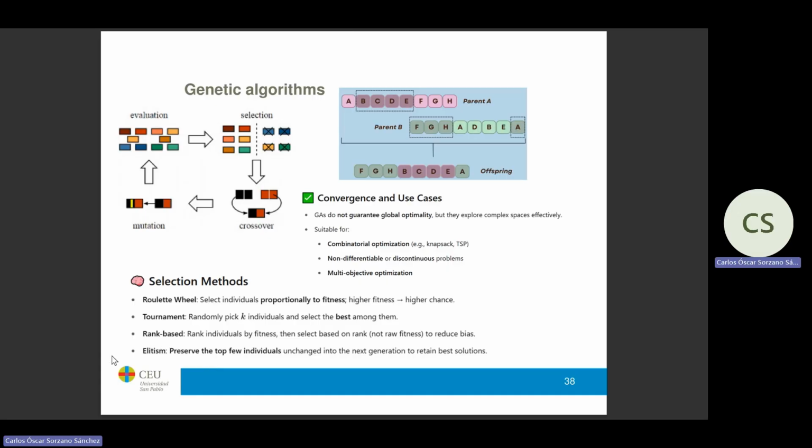And then you have this elitism, that is, okay, the best K individuals I will keep for the next generation because they are the best. I don't want to lose them. This is called elitism.